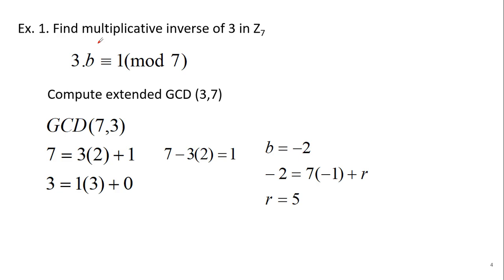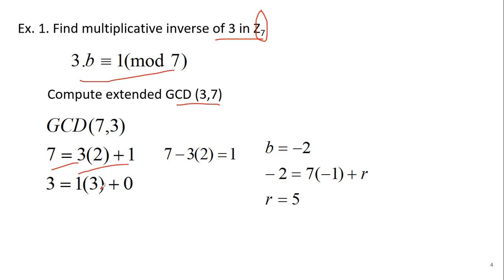First problem, find the multiplicative inverse of 3 in Z7. We can represent this problem like this. Z7 is nothing but our modulo n, so 3 times b is congruent to 1 mod 7. Now we need to compute the extended GCD of 3 and 7. 7 is equal to 3 into 2 plus 1. This 3 will come here, this 1 will come here.